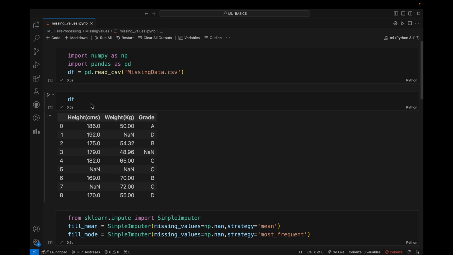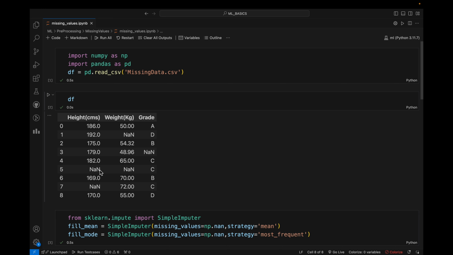And in this data file, if I see, there are three columns. One is height and the other one is weight, and there is grade. So in height, if we see, it is in centimeters, and we have 186, 182, 175, like that, several integers.